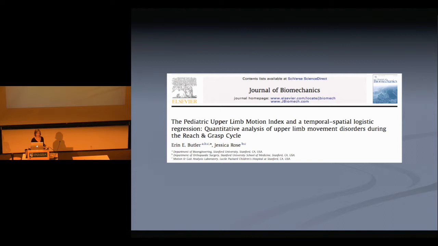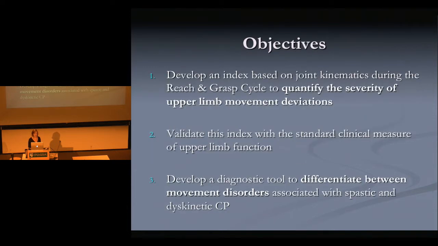So based on the results of the previous work, I want to move forward and discuss the development of what I called the Pediatric Upper Limb Motion Index, or PULMI, and a temporal spatial logistic regression analysis. The objectives here were to develop an index based on joint kinematics during the reach and grasp cycle that could quantify the severity of upper limb motor deviations.